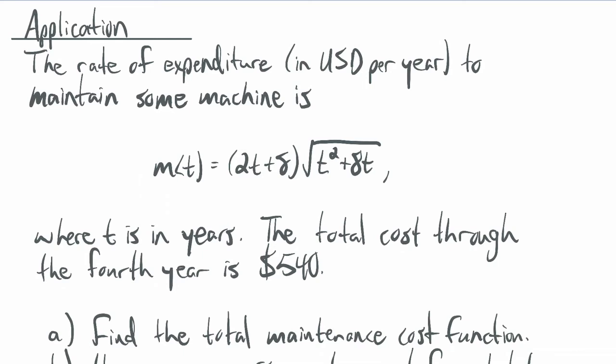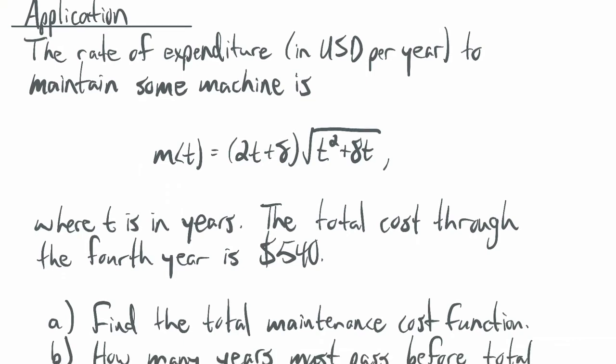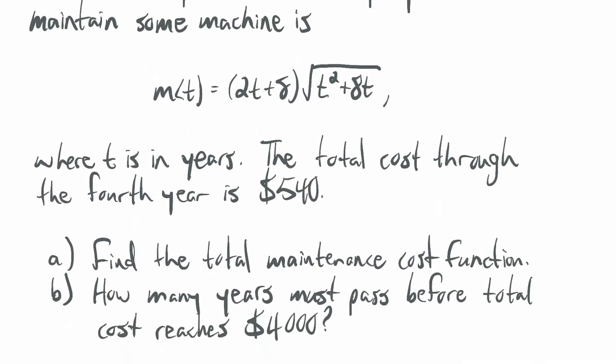The rate of expenditure in US dollars per year to maintain some machine is m of t equals 2t plus 8 times the square root of t squared plus 8t, where t is in years. The total cost through the 4th year is $540. Part A says find the total maintenance cost function.